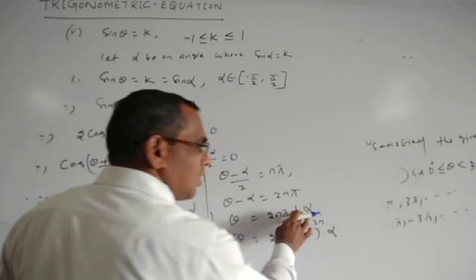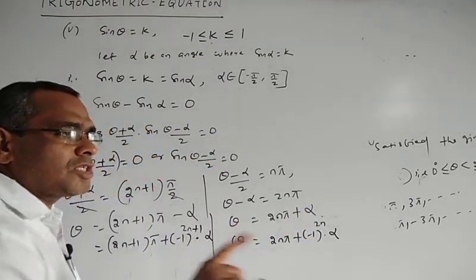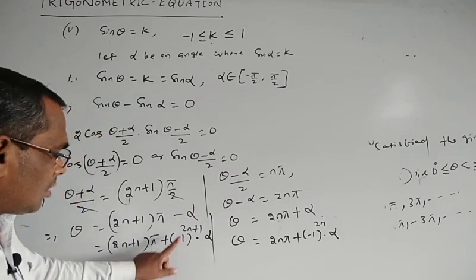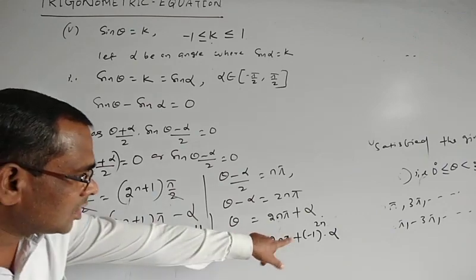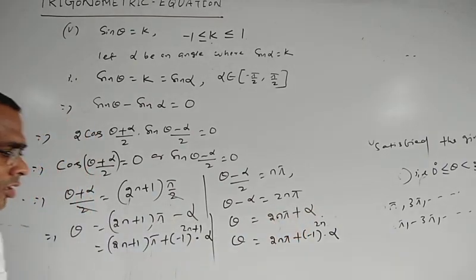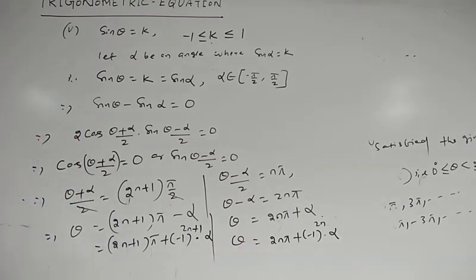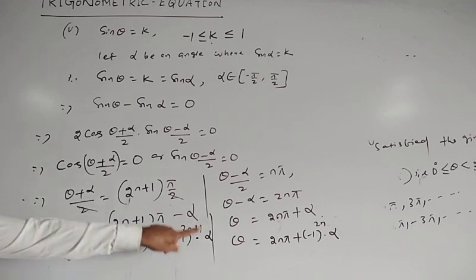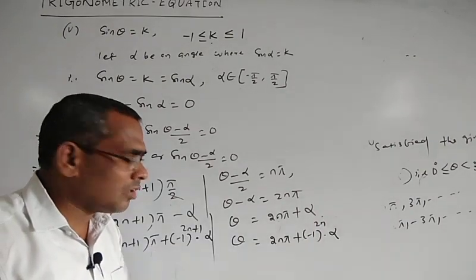Minus 1 to the power 2n is always plus, and minus 1 to the power 2n plus 1 is always minus 1, so this will be minus alpha and this will be plus alpha. So by combining these two values of theta, here theta is equal to 2n plus 1 into pi plus minus 1 power 2n plus 1 into alpha. Here theta is equal to 2n pi plus minus 1 power 2n into alpha.